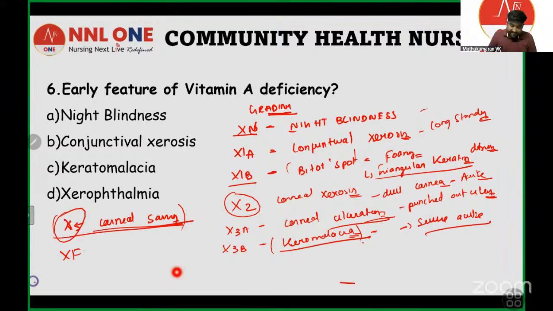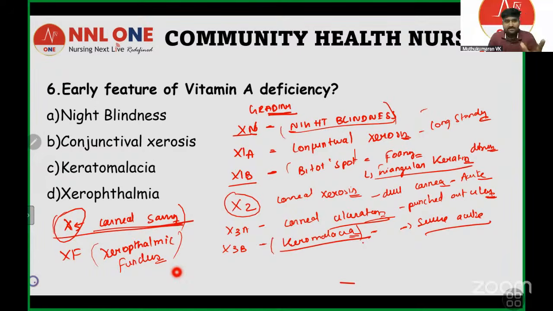XF we are having, that is xerophthalmic fundus, where the retina becomes changed. On fundoscopic examination, you can see the retinal changes, and it is more common in chronic deficiency. When the word chronic deficiency comes, then it is xerophthalmic fundus. Don't ever think of night blindness, which is the earliest feature they ask about.